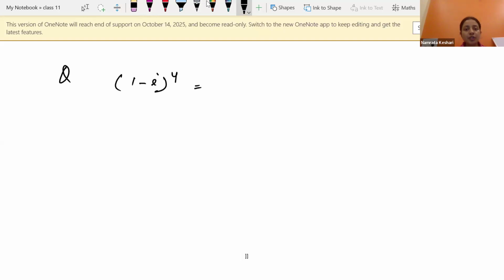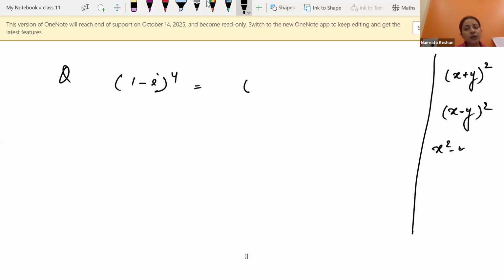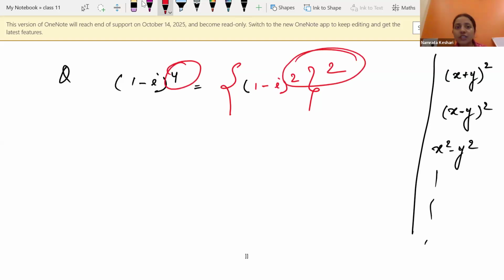Now what you can do, you can again use all those formulas which you were using in the polynomial chapter: (x plus y) whole square formula, (x minus y) whole square formula, x square minus y square formula, and many more. All those formulas we can apply over here. But first of all, power 4 we are having, we can write it as (1 minus i) square, and then again square. Can I write it this way, power 4, by using the law of exponents, yes or no? Yes, ma'am. Okay, we can write it.